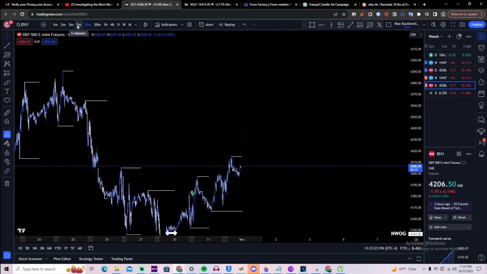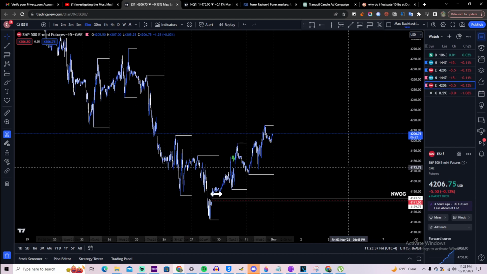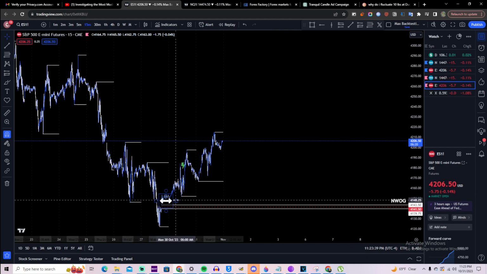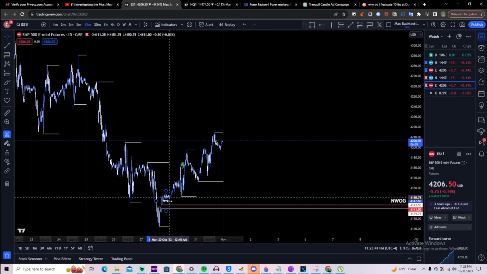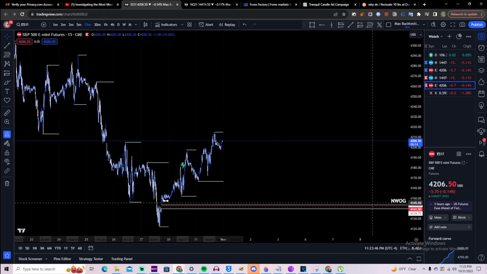All right. So I took a note of those volume imbalances. Took note of untested highs. So a lot of this is the same as yesterday, so I don't really need to change too much on that. I'm still expecting the exact same thing. I'm just now not expecting us to trade to the new week opening gap.